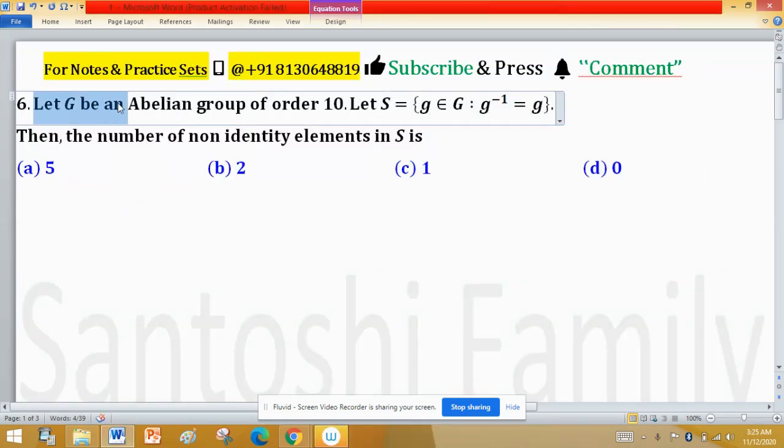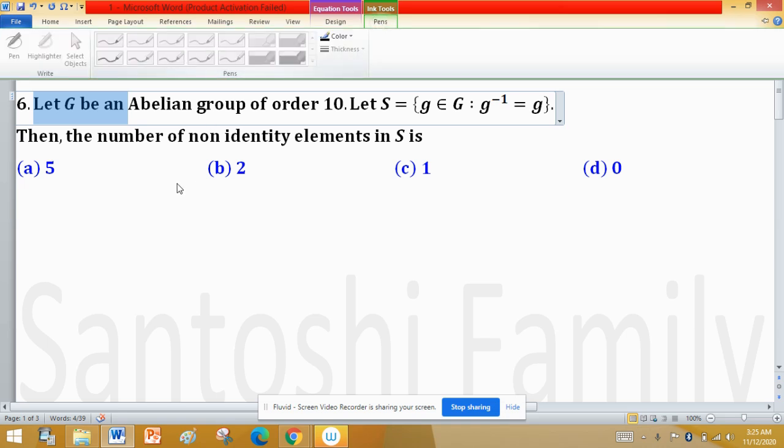Let G be an abelian group of order 10. Let S equal to g belongs to capital G such that g inverse equal to g. Then the number of non-identity elements in S is. 4 options are given for this mathematical problem. Now we are going to solve this problem.